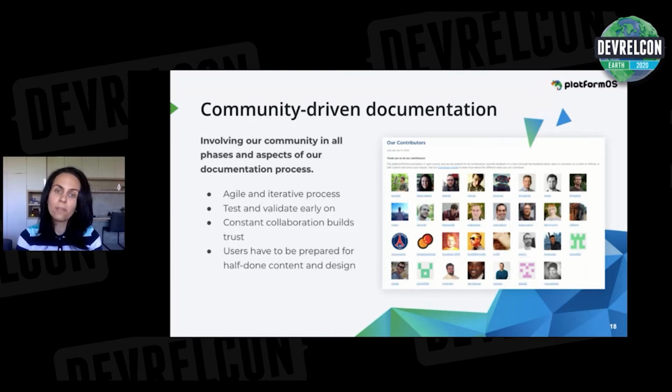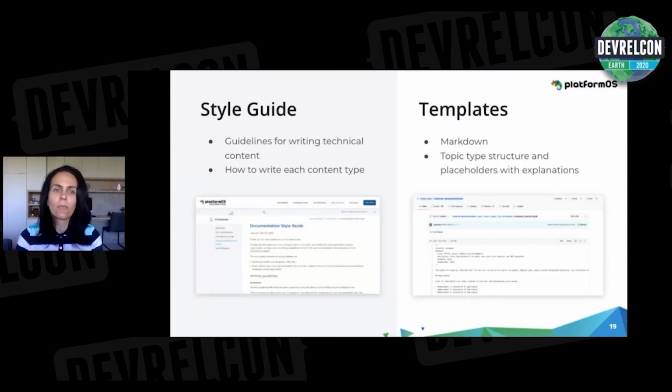Involving the community from an early stage also means that our users saw lots of stuff that was half done or partially done, missing, or ended up totally rewritten. So for all of this to work, our users had to be mature enough to be able to see and comment on half-done content.